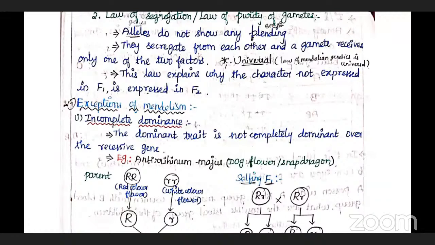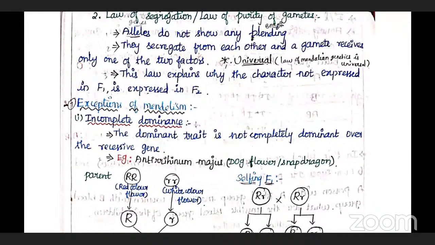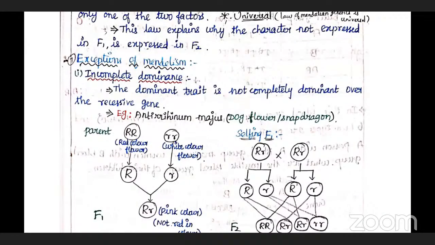The law of segregation is also formulated based on the monohybrid cross. Just now I told the first two laws, the law of dominance and the law of segregation. Both laws are formulated based on the monohybrid cross. In the law of segregation, alleles do not show any blending. Blending means joining. During gamete formation, the two factors of a character separate and enter into different gametes. This is called the law of segregation, also called the law of purity of gametes.